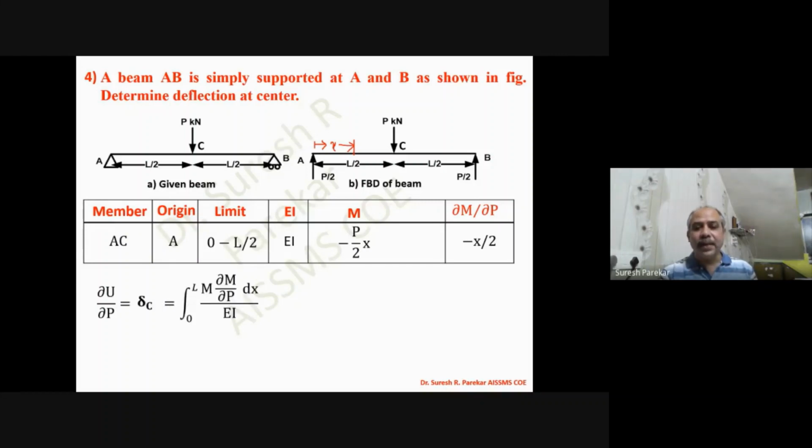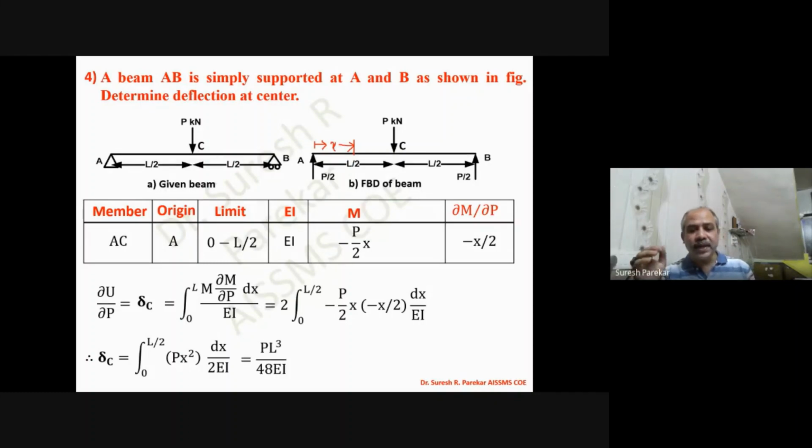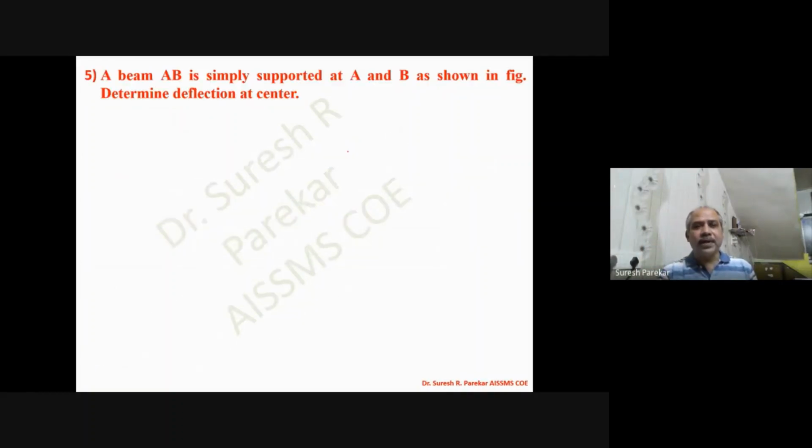Now 0 to L, M ∂M/∂P, dx upon EI. So 2 times, that is A to C and B to C. So minus P by 2 x minus X by 2 dx upon EI. And then we are going to get Px square dx upon 2 EI. 1, 2 gets cancelled in this. And then we get the value of delta C as PL cube upon 48 EI. Plus means the direction is downward. So now we will go with the next problem.